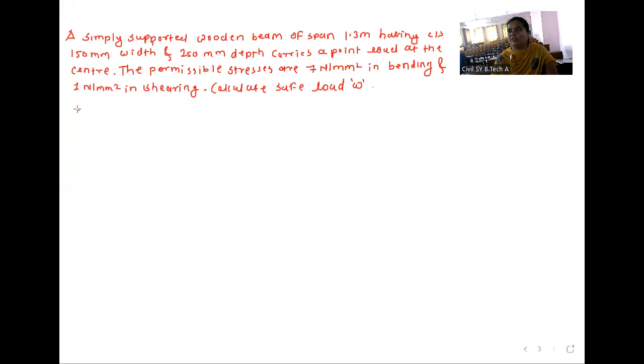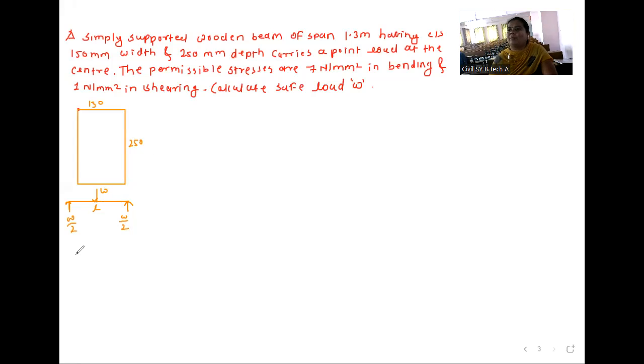For this rectangular section, the width is 150 and the depth is 250. Then a simply supported beam is given, and on that beam, which type of load is applied? A central point load is applied, and we have to find out this W. So shear force is nothing but W by 2, and here also W by 2. Suppose this is L.